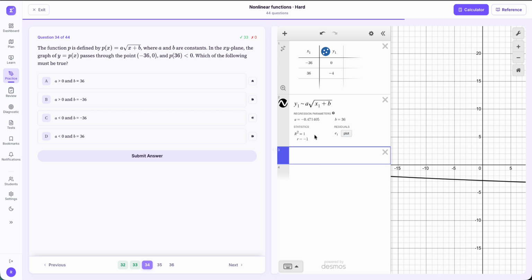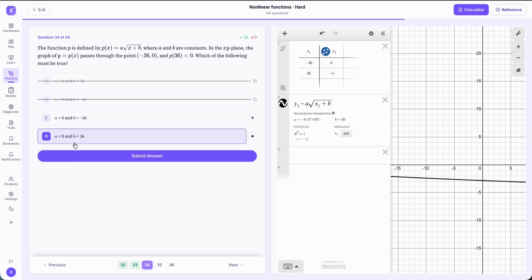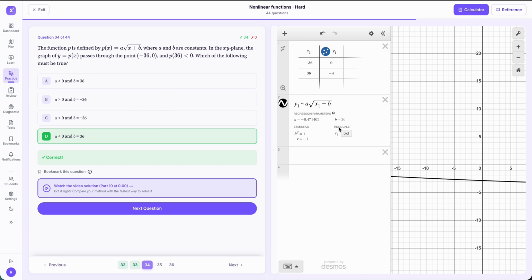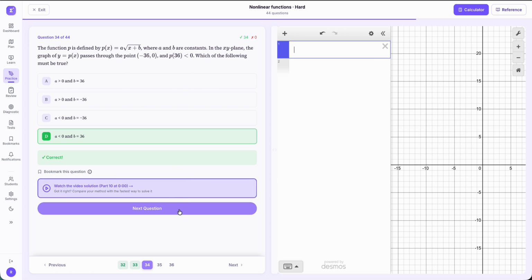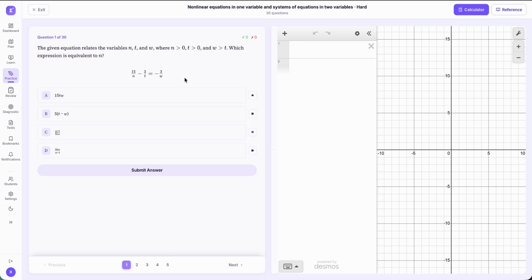And so what do I know? Well, you see, I know a is negative, so it's not a is greater than 0. And then I know b is 36, so yeah, it's D, right? So pretty simple if you understand this is a regression situation and you feel comfortable taking any equation they give you and translating it into a regression, right? That's it. All right, next one.